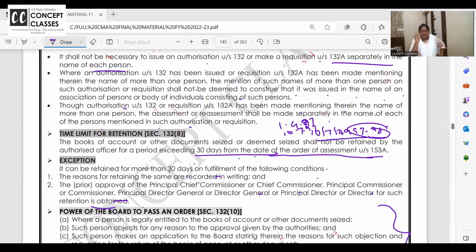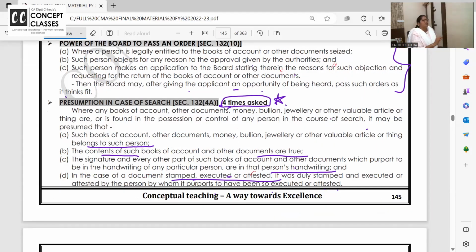Right. Presumptions in case of search. The top authorities, like whoever is doing the raid, have certain presumptions while doing the raid regarding books of accounts, money, jewelry, and all. First is whatever is recovered from your place belongs to you. Whatever was found in your house is all yours. Second is whatever is written in the books is correct. Third is everywhere the signature in the books is of the authorized person only. You cannot say this is not my signature, I don't know who did it; it doesn't work like that.